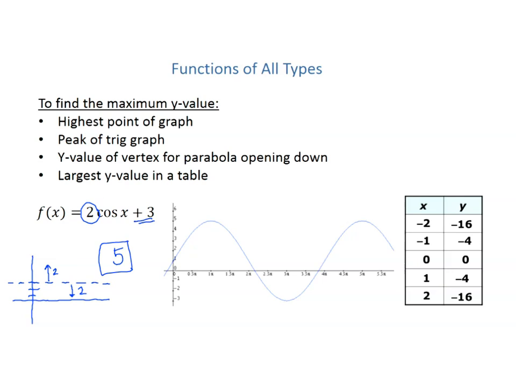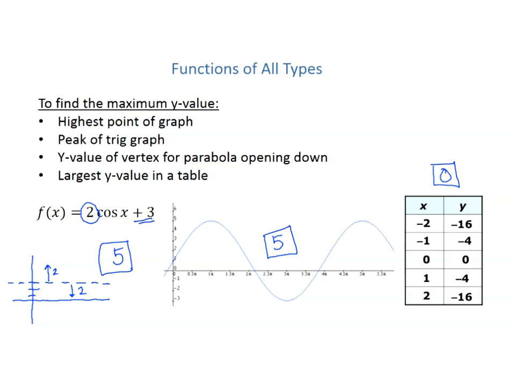All right, let's look at our graph. For the graph, it's a lot easier because I just look for the height of the peak. And here's my peak, and there's another peak over here. But they both have the same height, and that height is 5. So this also has a maximum value of 5. And then for the table, we're looking for the largest y value in the y column. So in this case, it would be 0.